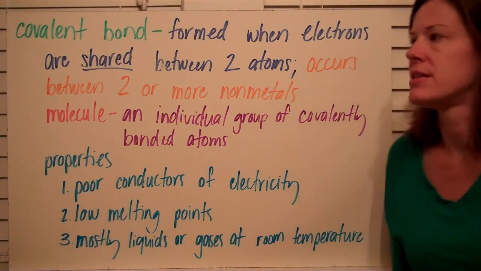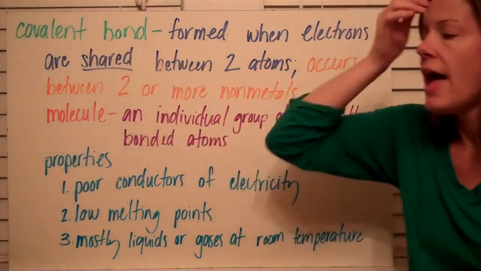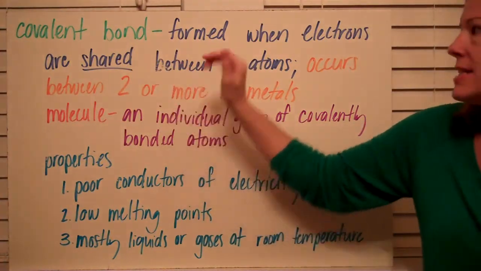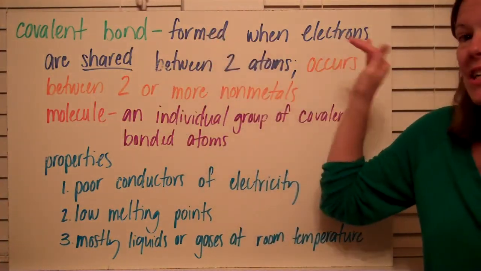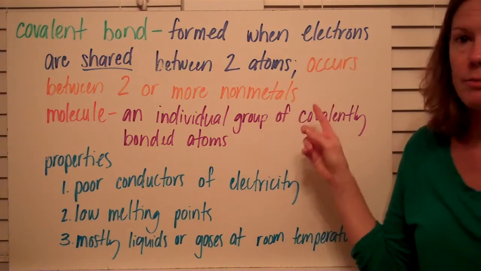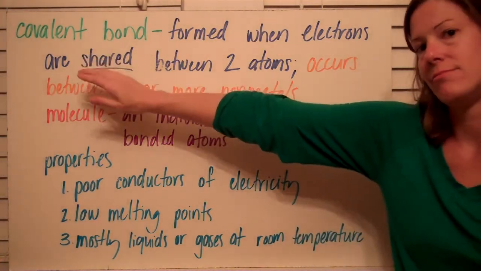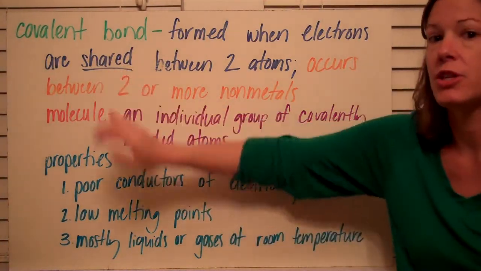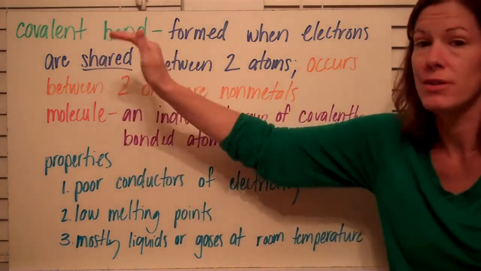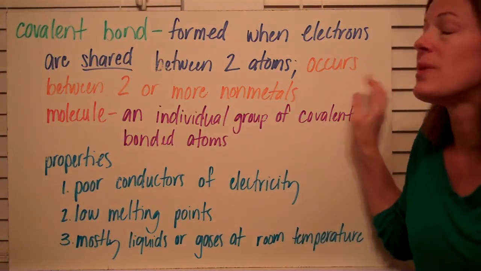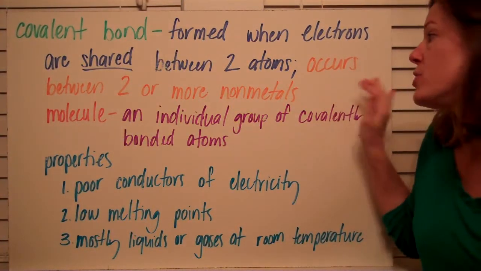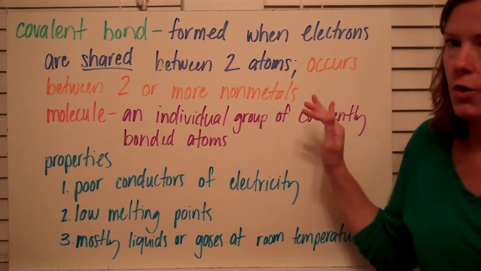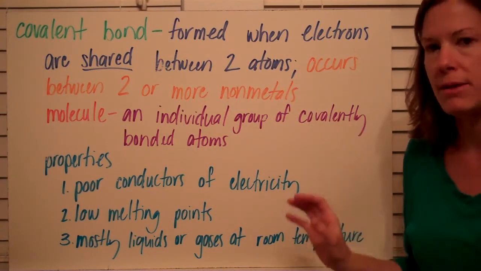The second type of bond is called a covalent bond. And covalent, co means together. So what that means is that there are electrons that are shared between 2 atoms. So the atoms don't actually give up their electrons. They share them between each other, so they have them together, which is where the co comes from. This occurs when you have 2 or more nonmetals. So it's only nonmetals that are involved in covalent bonds. You can't have metals involved.